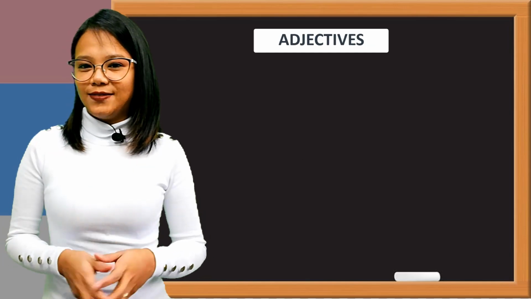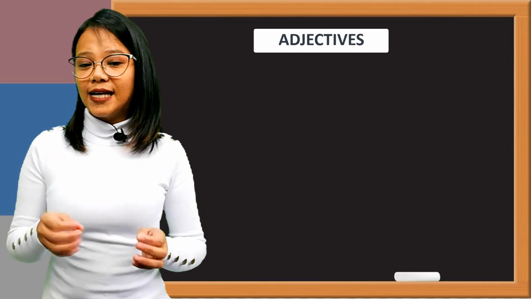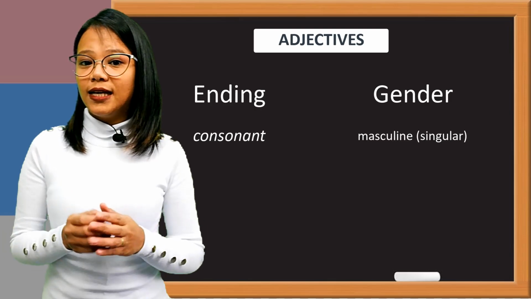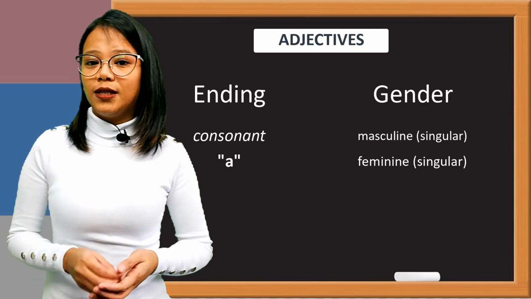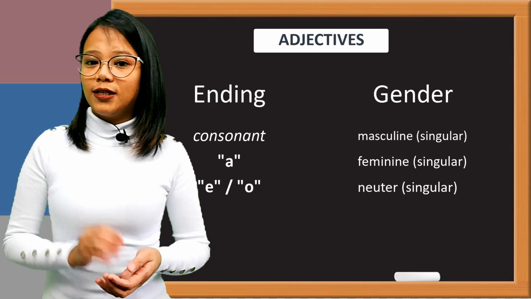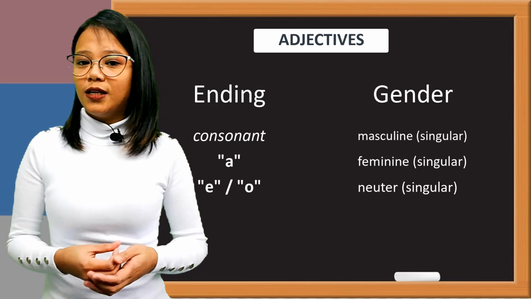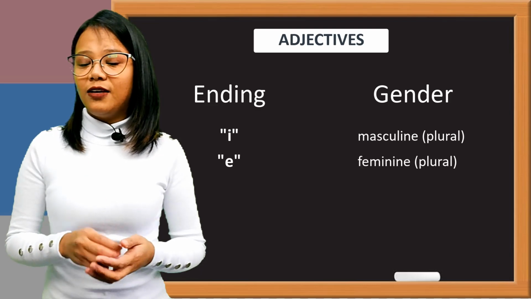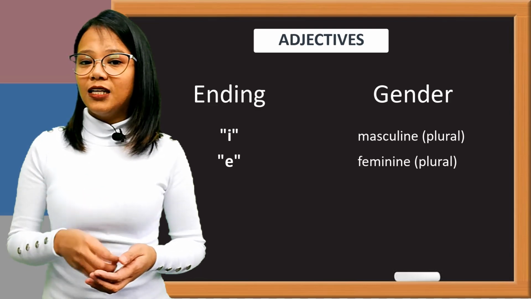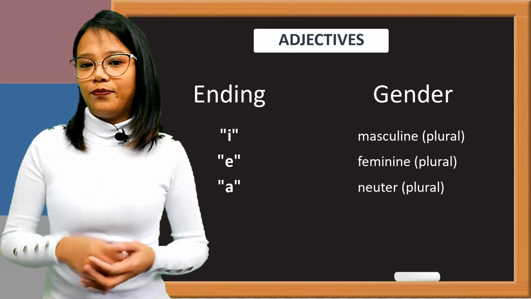Let's go to adjectives. Adjectives have the same rules as nouns. If it's masculine, then the ending is a consonant. If it's feminine, then it's a. If it's neuter, then it's a or o. And the plural form will be the same. If it's masculine, then it's i. If it's feminine, then it's e. And if it's neuter, then it's a.